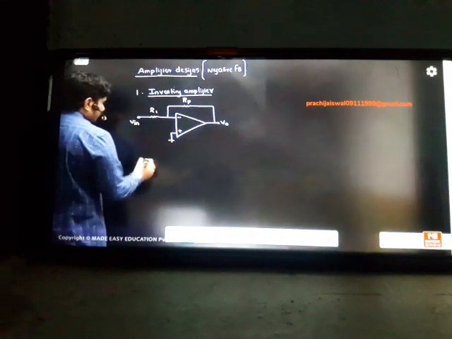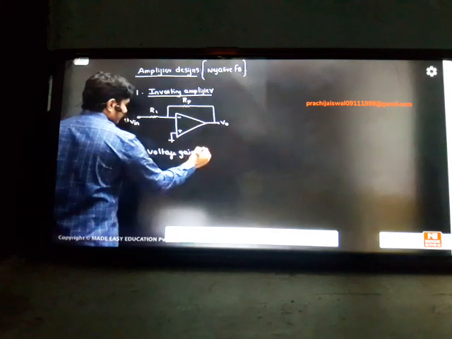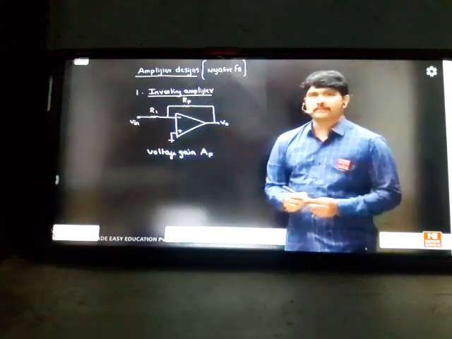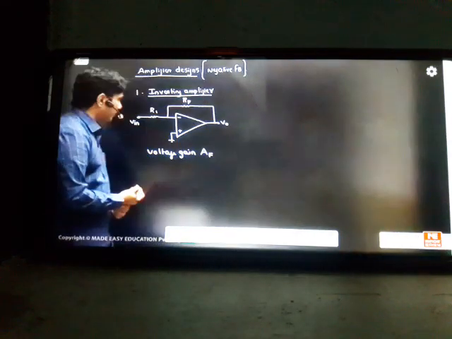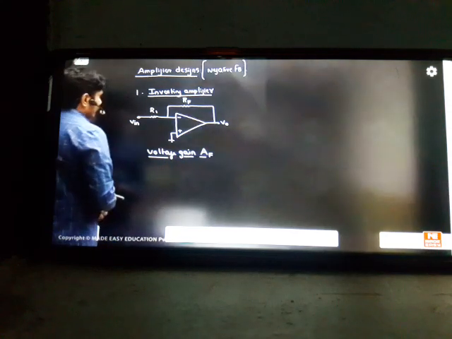First we are interested to learn the voltage gain, how to find the closed loop voltage gain, that is AF you write. Previously I have written ACL, otherwise AF you can write. AF means feedback gain; ACL is also the same. Closed loop gain can also be represented as AF. So let us give some notation: AF is called your closed loop gain or negative feedback gain.